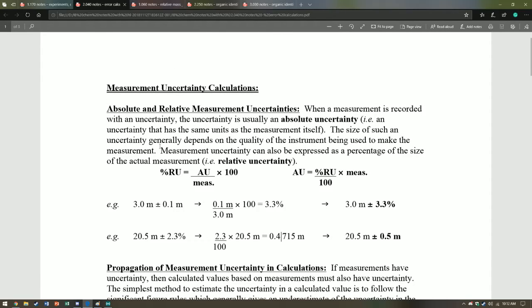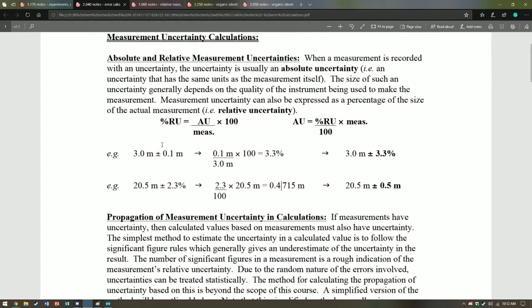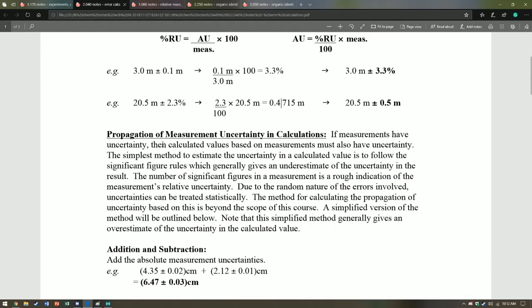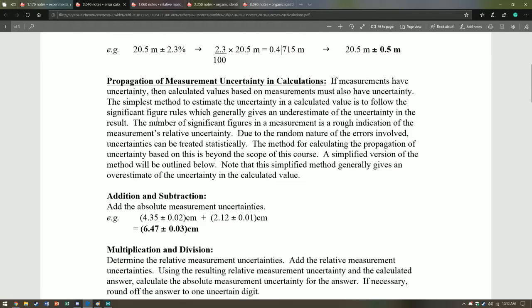When you have calculated results, you're expected to present your errors with absolute uncertainties in all data tables and graphs that show processed data. Now, what if you have to perform some calculations on your raw data to get processed data? This is where error propagation comes in.